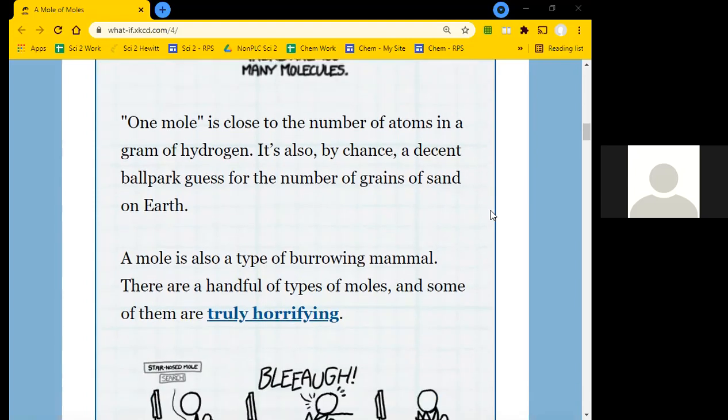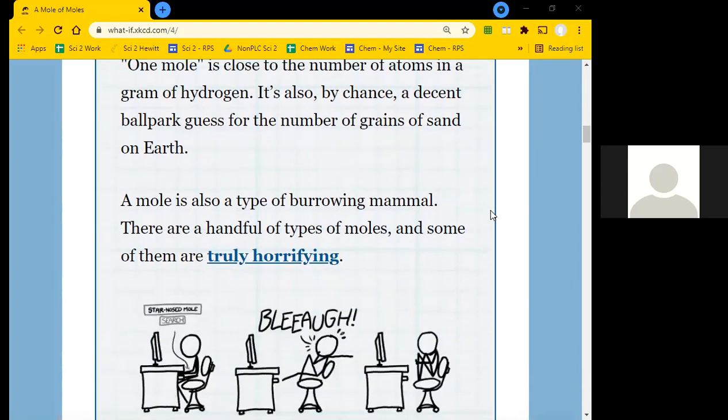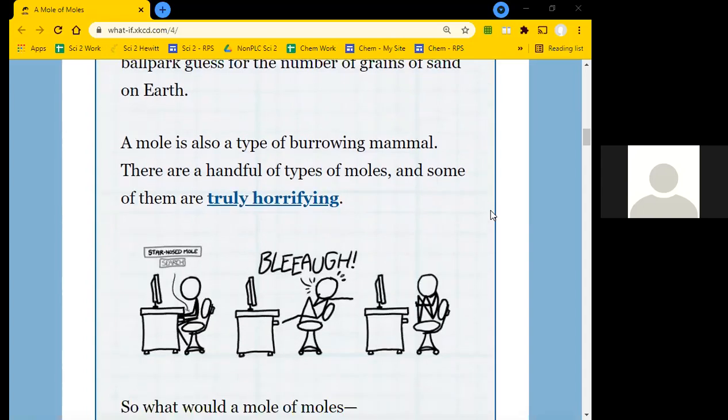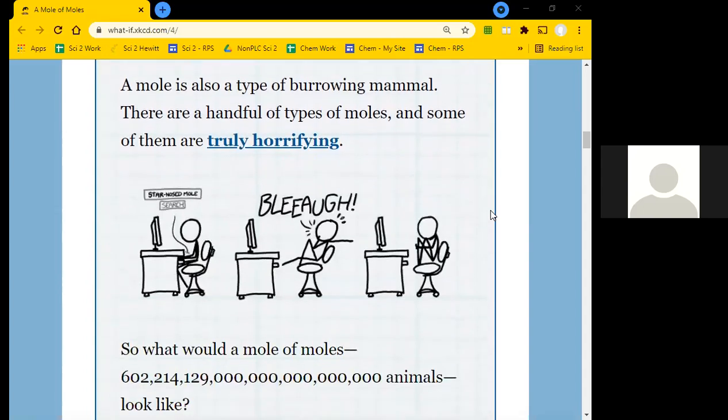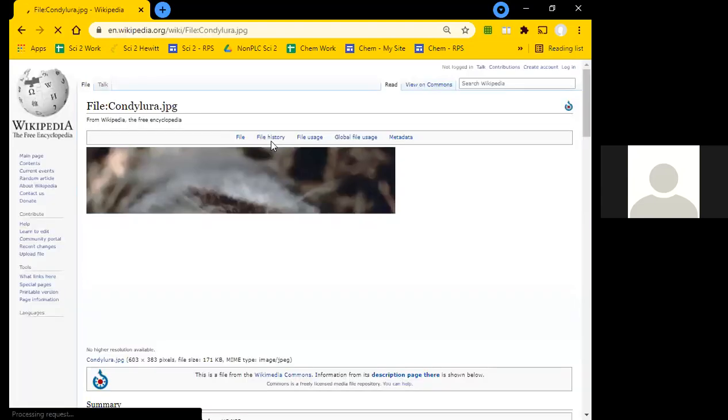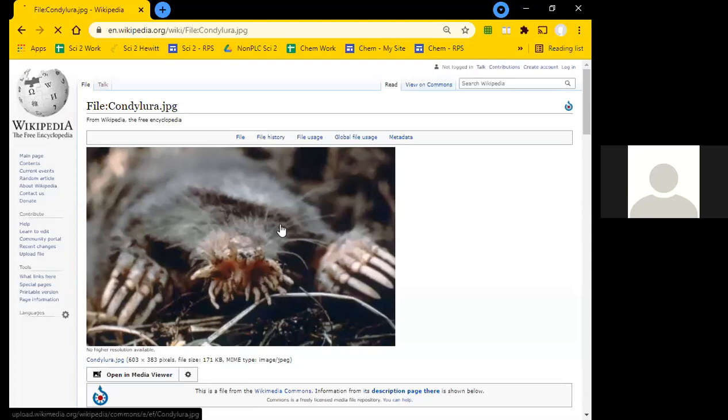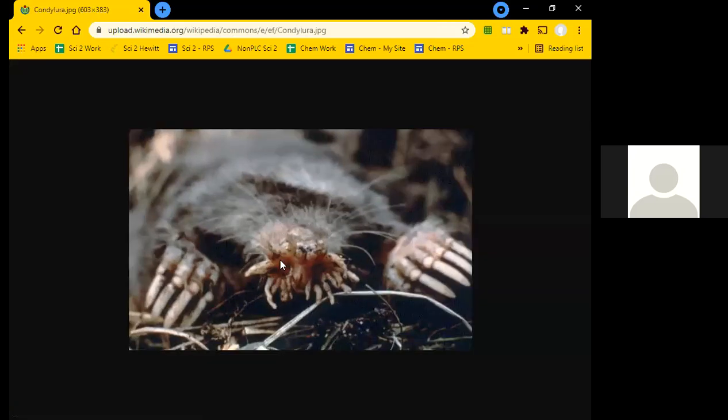Now, a mole is also a type of burrowing mammal. There are a handful of types of moles. Some of them are truly horrifying. The star-nosed mole. Anybody want to see the star-nosed mole? There it is. There's the star-nosed mole. That's its face.